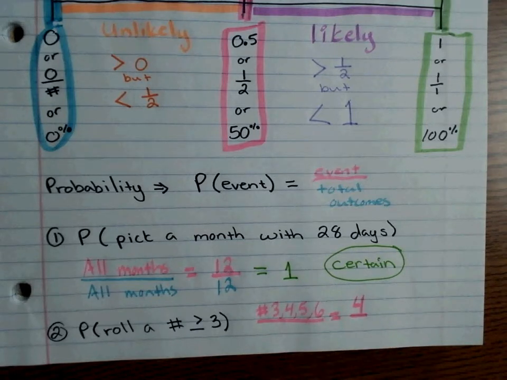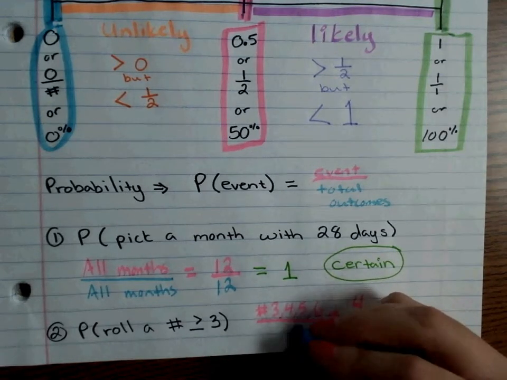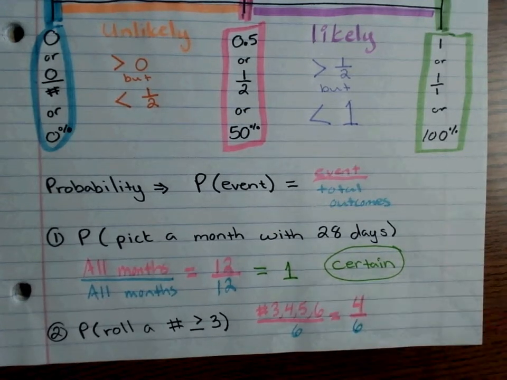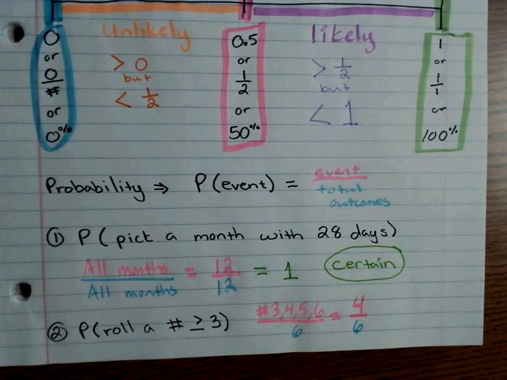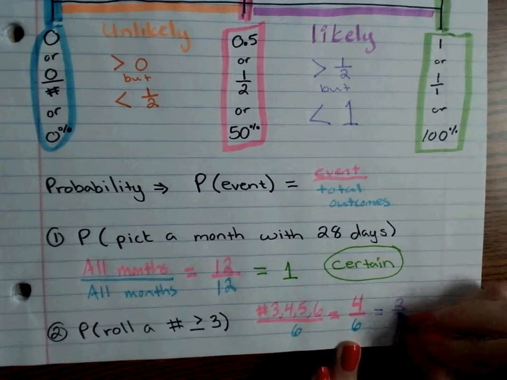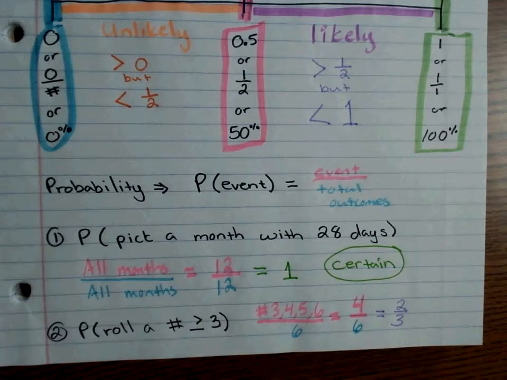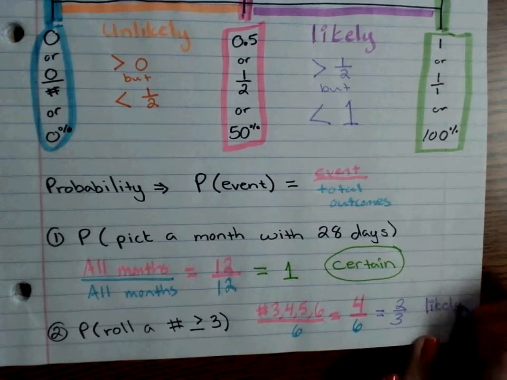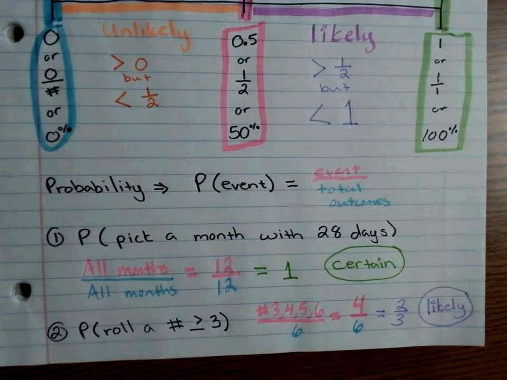How many total numbers are on the die, guys? 6. There are 6 total numbers on the die. So we have 4 out of 6. Can I simplify that? What does 4/6 simplify to? 2/3. And that would be what probability? Likely. Okay? So this is a likely probability. You could say 66.6 repeated percent or 67%.